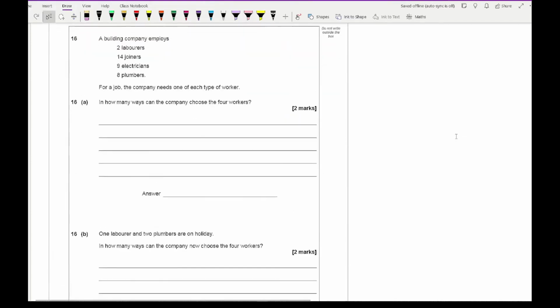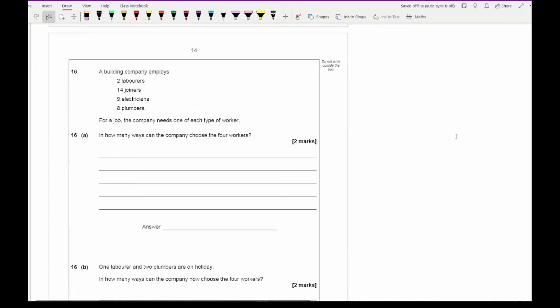Now moving on to question 16. It says that a building company employs 2 labourers, 14 joiners, 9 electricians and 8 plumbers for a job. The company needs 1 of each type of worker. In how many ways can the company choose the 4 workers? So this is moving on to problems of combinations. Now the quickest way of doing this is basically just to simply multiply all the numbers together, and that'll give us our total combination. If I type that into my calculator, I get an answer of 2016.